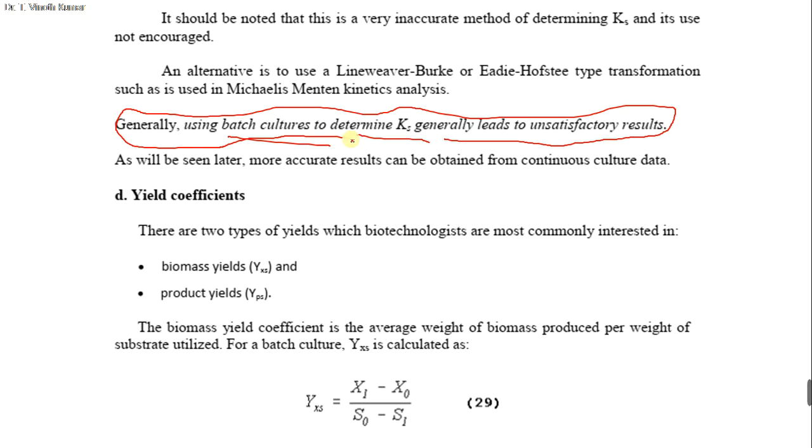Okay, and if you want to get accurate results of the fermentation kinetics, you have to use continuous culture media. This is the one you have to make a note of. The continuous culture data is required to get the values of the Michaelis-Menten kinetics data, like the Ks value. If you are using batch culture, that is not exactly correct. You have to use the continuous fermentation media.